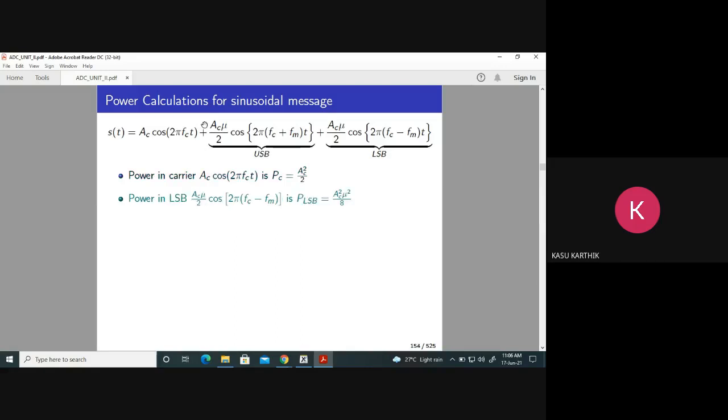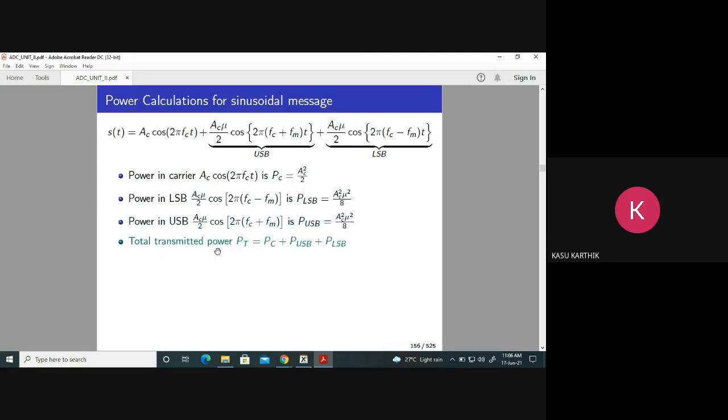Power in lower sideband. What is lower sideband? Ac mu by 2 into cosine term. So what is the amplitude of this term? Ac mu by 2. Ac mu by 2 whole square by 2. That will be Ac square mu square by 8. Power in upper sideband, obviously same. Ac square mu square by 8.